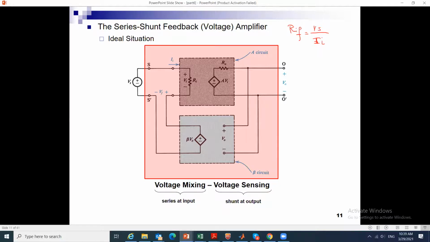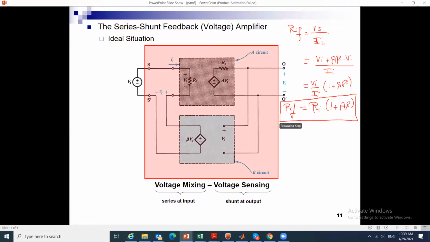What is Vs as a function of Vn? We just said it is Vn plus A beta times Vn, right? Over In. So this is really equal to Vn over In into 1 plus A beta. But what is Vn over In? It is Rn into 1 plus A beta. Therefore RIF is Rn into 1 plus A beta.